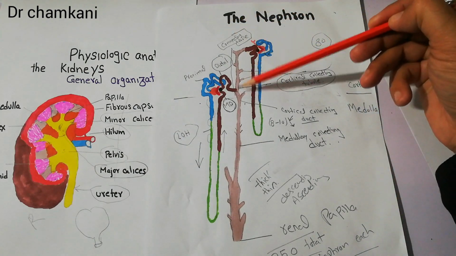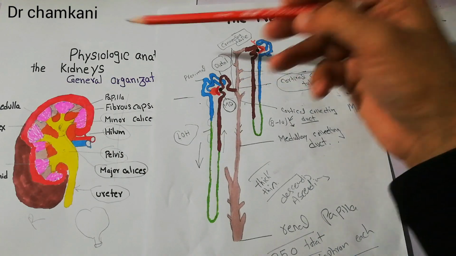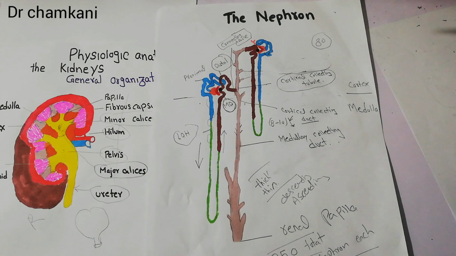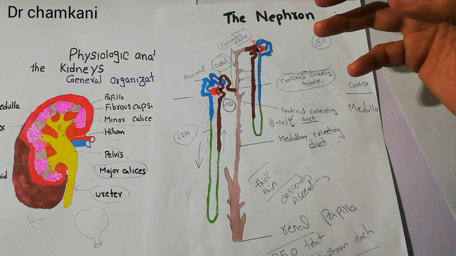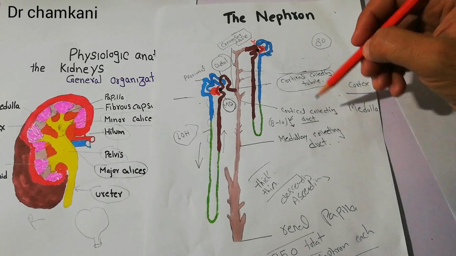Now, this portion of the nephron, the proximal, the distal, and these portions are basically present in the cortex. That's why this is known as the cortical collecting tubule. Then the cortical collecting tubule enlarges in size, and it basically becomes the cortical collecting duct.